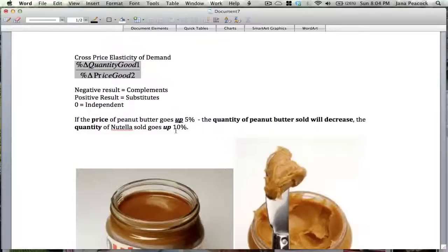But to trip you up, as usual, AP and college level like to give you price of one and quantity of another. So make sure you pay close attention to that, and remember, negative for complement, positive for substitute.